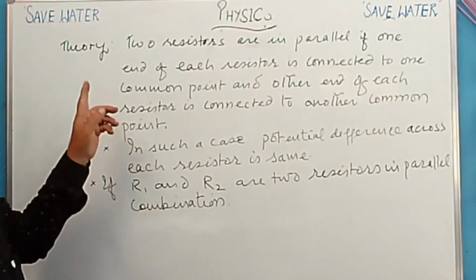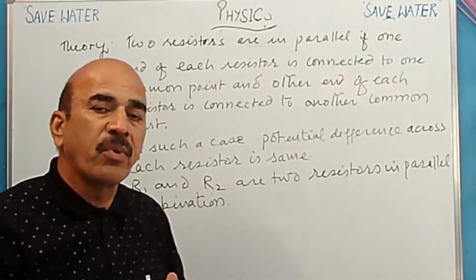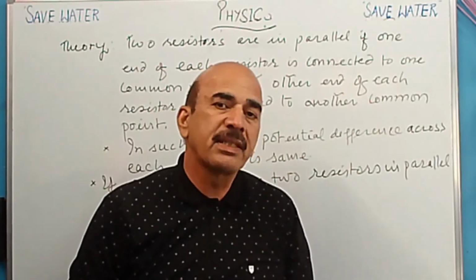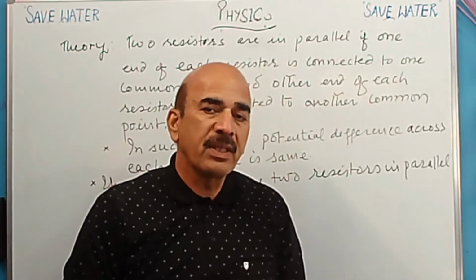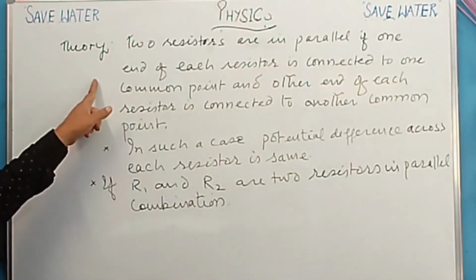So after material required, we have to write down theory. Theory is very, very important. Theory or principle. In some experiment we write principle, and in some experiment we write theory. So it is very, very important because it helps us to understand the experiment. So here इसमें theory क्या है?